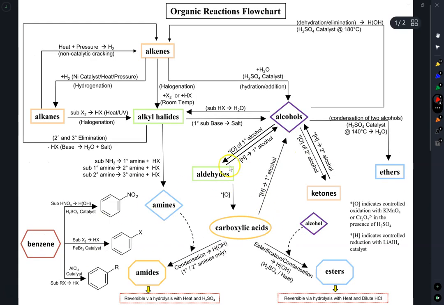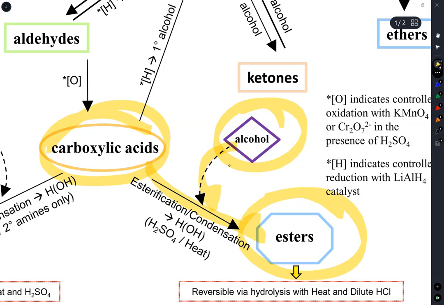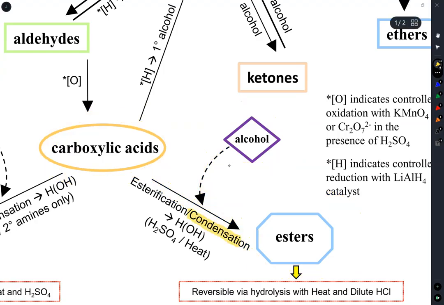So, looking at our flowchart, we see that carboxylic acids and alcohols must combine together to produce the ester. This is a condensation reaction, which is a subcategory of substitution. It's also known as esterification, and in the process, water pops out as well as our ester. Heat and sulfuric acid are requirements for this reaction to proceed, with sulfuric acid acting as a catalyst.